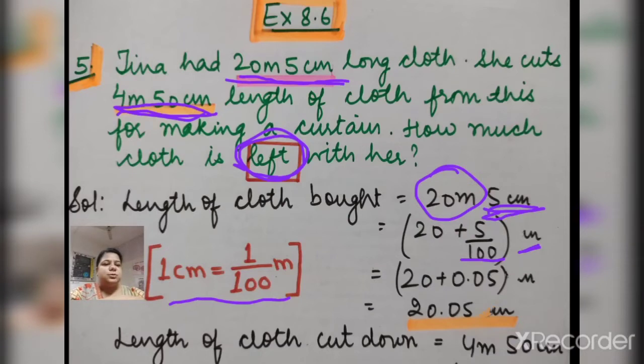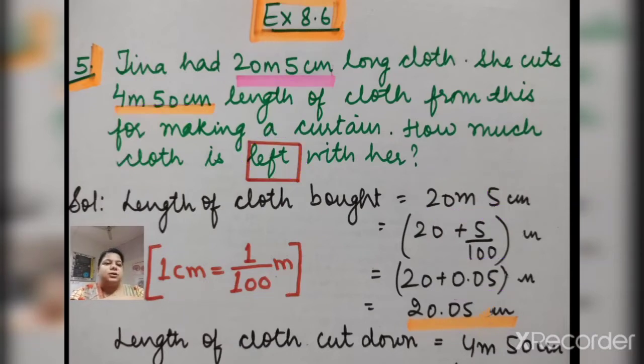In the first step it was 20 meter 5 centimeter, but in the next step when we have divided it by 100, I have written both in brackets and it is meters now. So 5 upon 100 will become 5 hundredths. So how to write 5 hundredths? It is 0.05. So when you add, hope all of you know how to add now. So 20 plus 0.05 will become 20.05 meters.